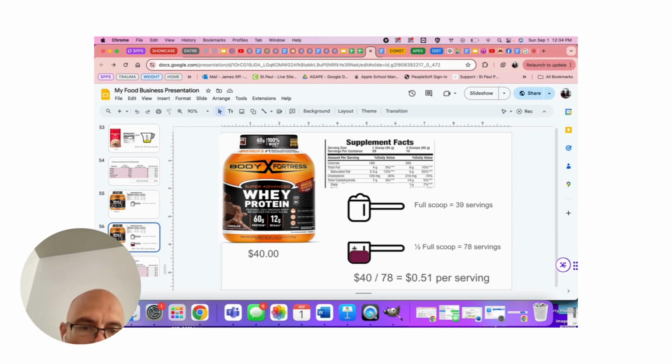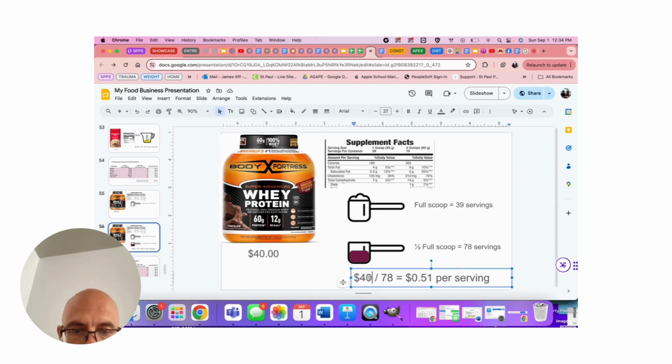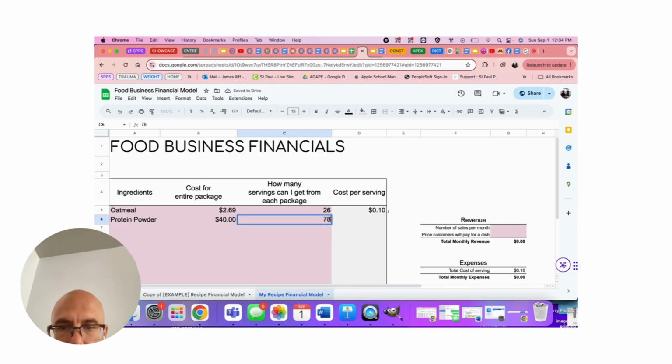But look at this. I don't use a full scoop. I use half a scoop for my recipe. So all I do is take this and times it by 2, and I get 78. So if I take the $40 divided by the number of servings, 78, I get 51 cents per serving. So let's go do that. In your worksheet, we're going to say protein powder. And we said it's $40 per container, and I can get 78 servings out of there. And you can see it's 51 cents per serving.